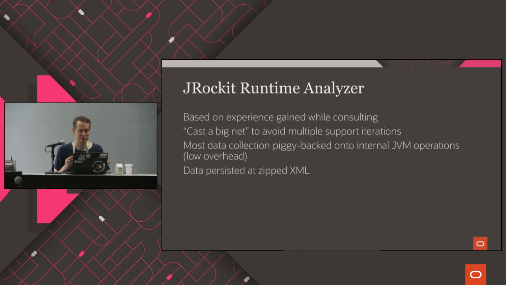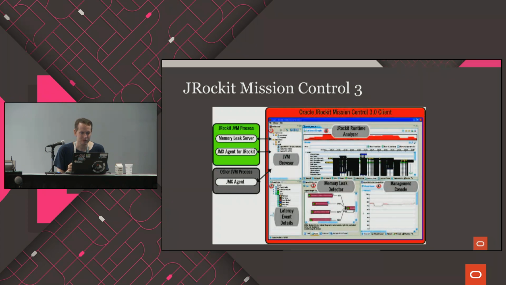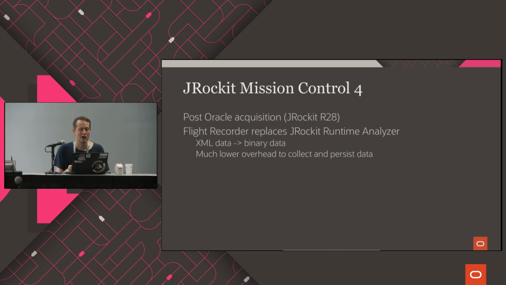So this original implementation, the JRocket Runtime Analyzer, would dump the data as XML and zip it up into a zip file. That was the output, which you could imagine was probably not the most efficient way to persist this stuff. We had a few evolutions of the GUI tool. But then after the Oracle acquisition, the first and final version of JRocket that came out as an Oracleized product introduced a new form of this technology, which was known as Flight Recorder.